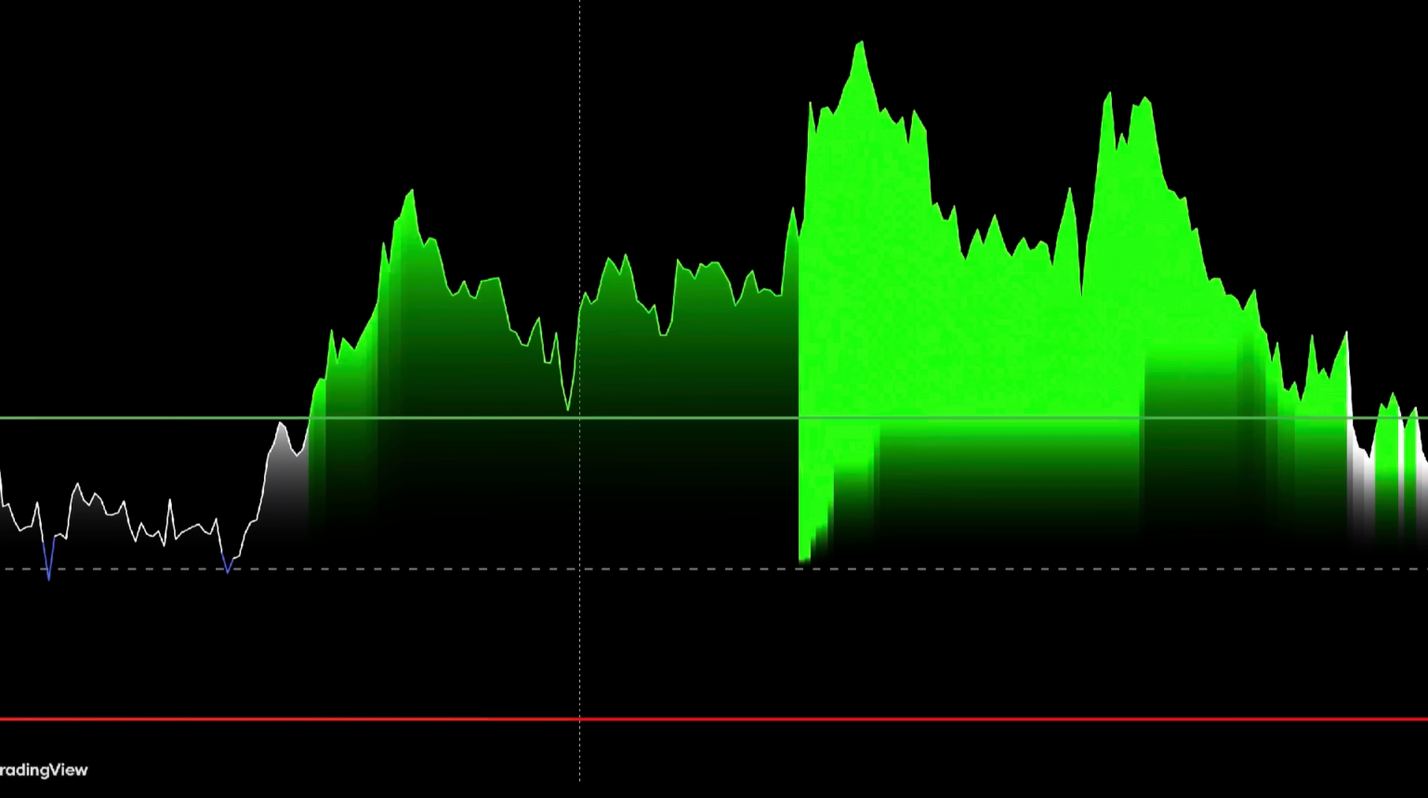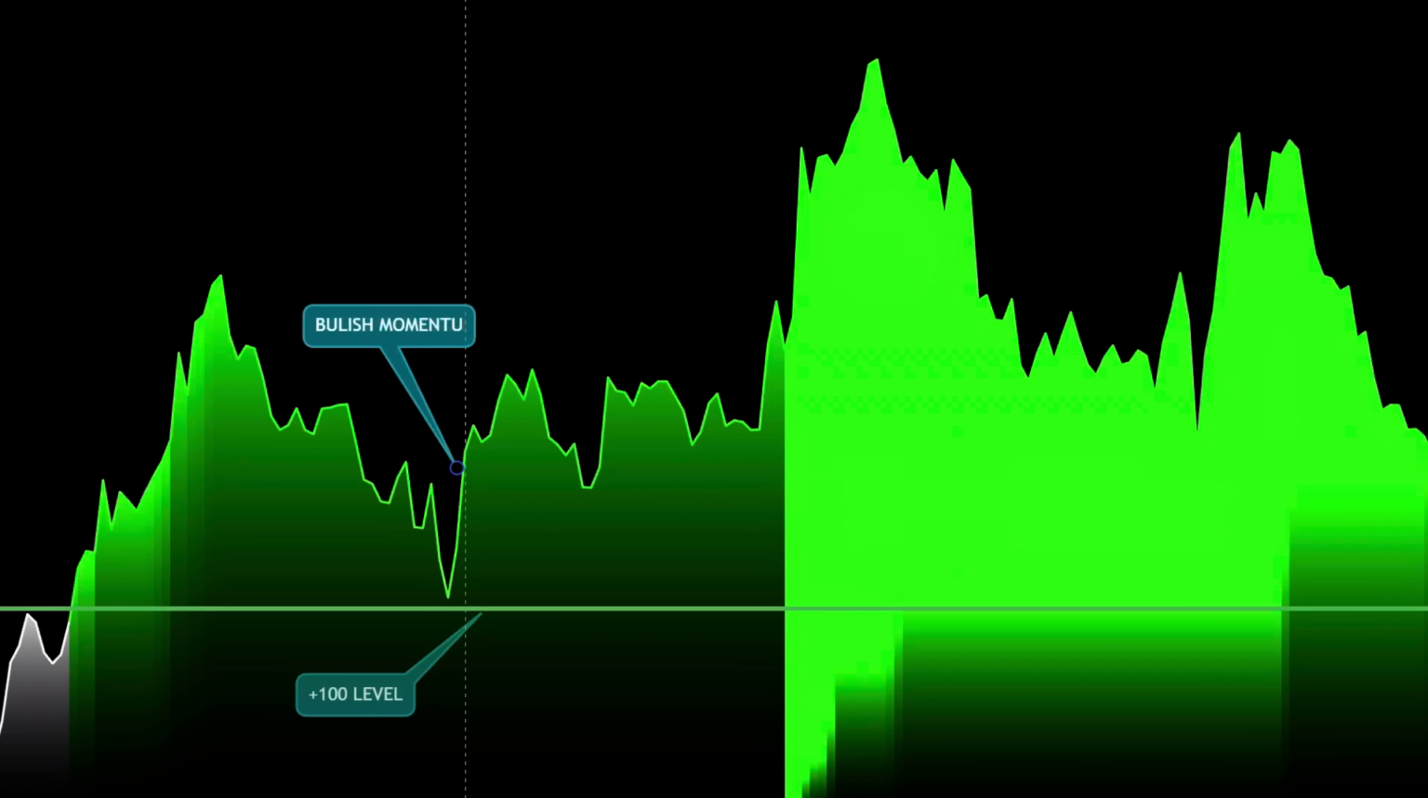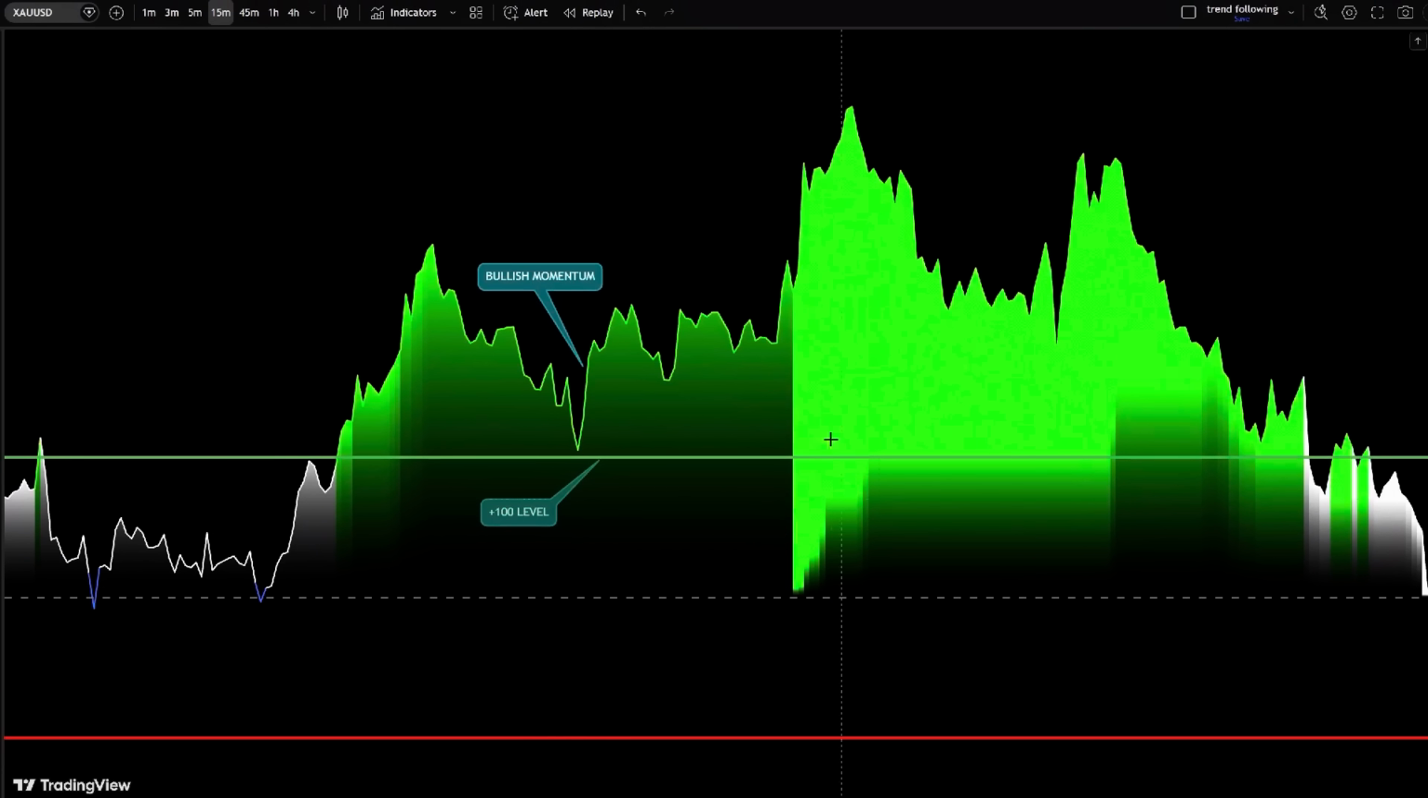Step 3. Confirm with momentum. This is where the oscillator comes back in. As the breakout happens, we want to see it turning green, pushing above plus 100, because that's real momentum behind the move, not just some weak wick poking through the line.